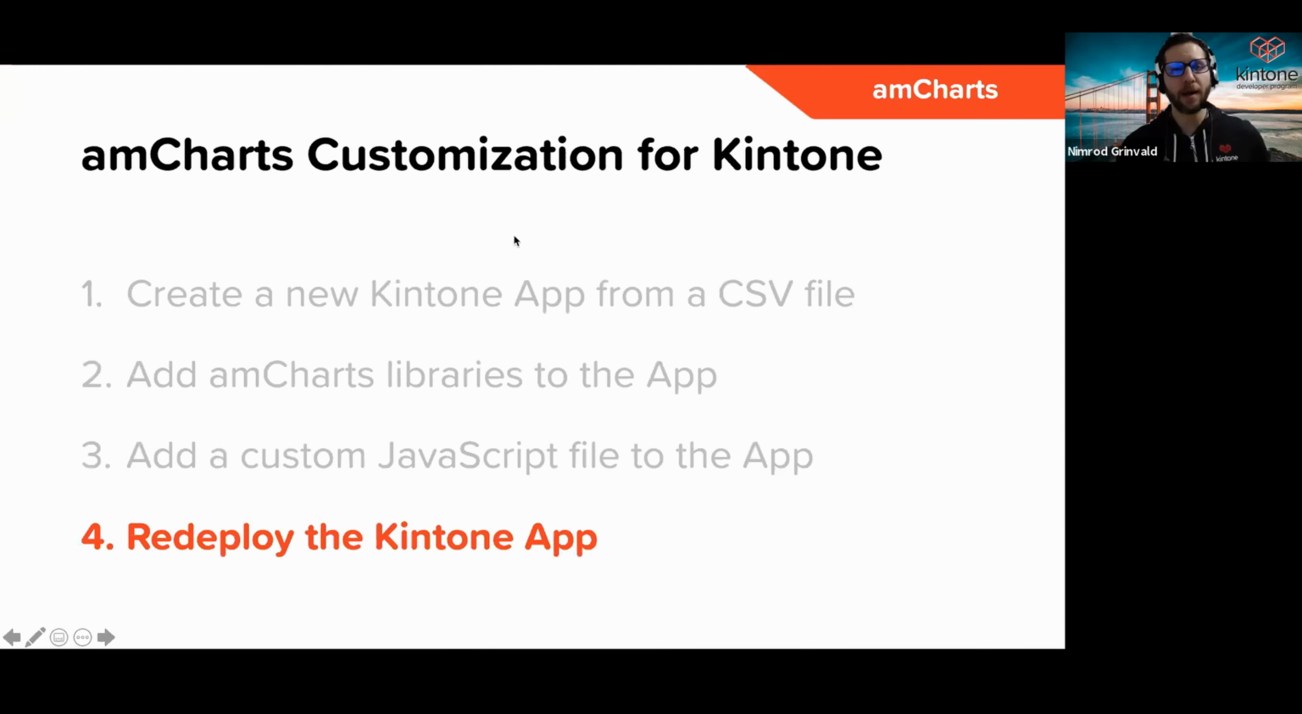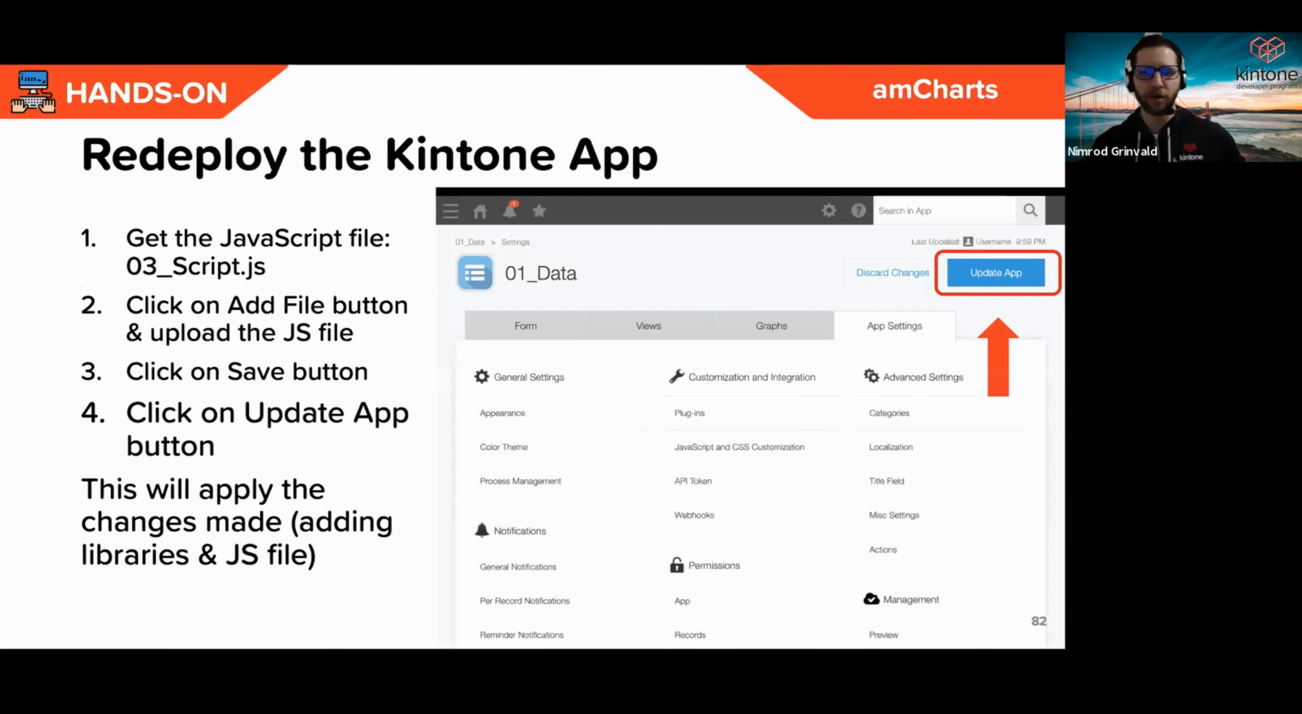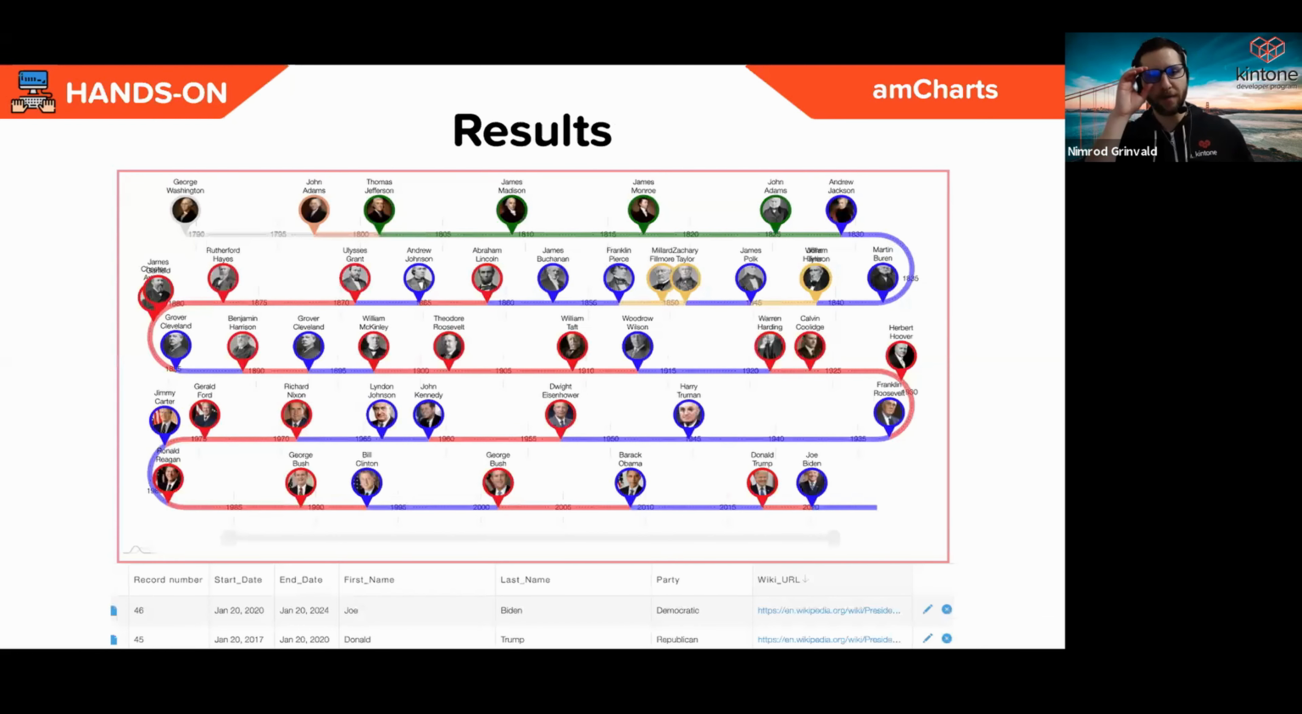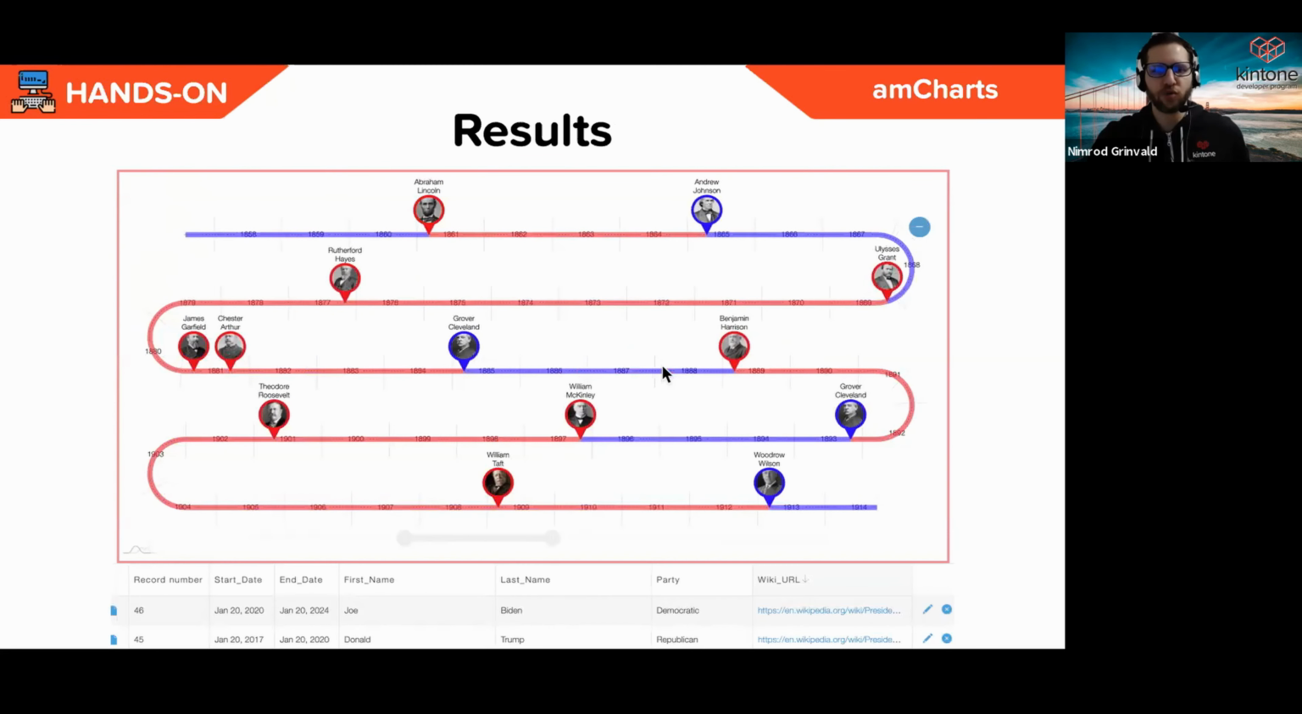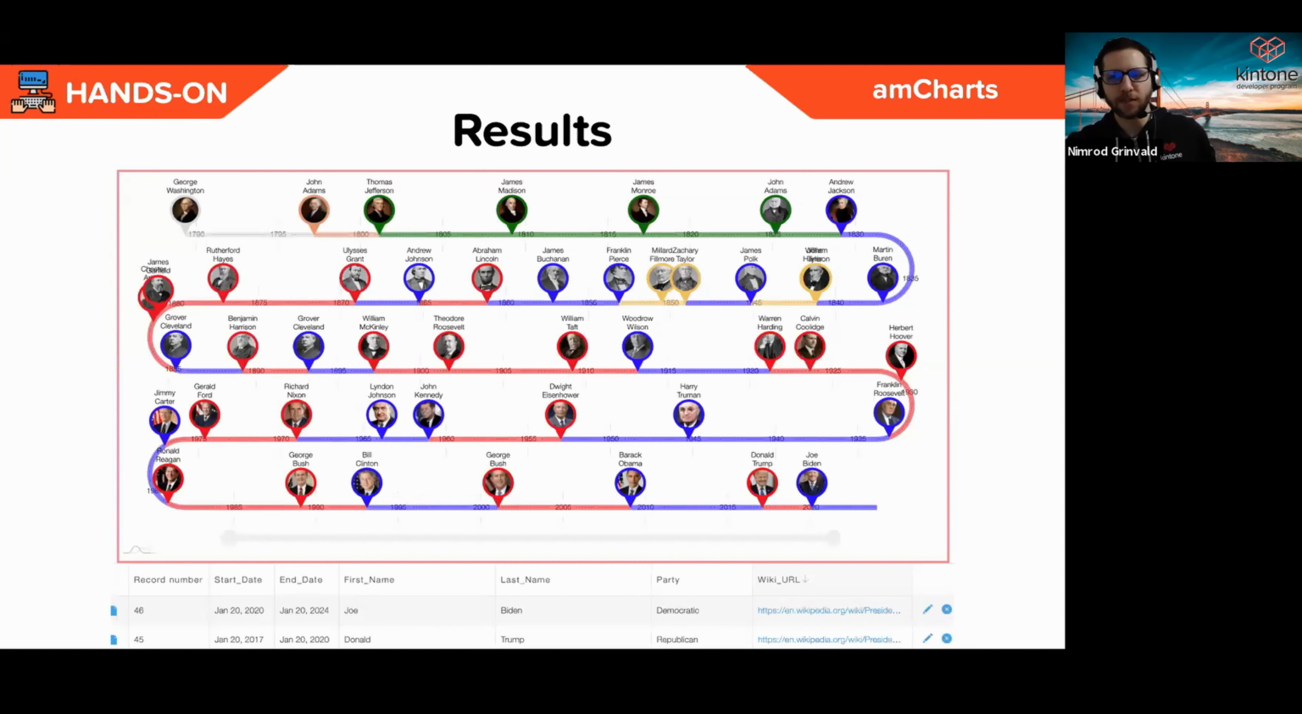We're almost done. Right now, what we've done is we've saved our progress in a staging environment. Now we're going to click update app, and we're going to push those changes from staging to production. When we do, this should be our payoff. We should get a timeline of different U.S. presidents that we can zoom into specific chunks of. We can scroll in, scroll out. That's what our payoff is for today.